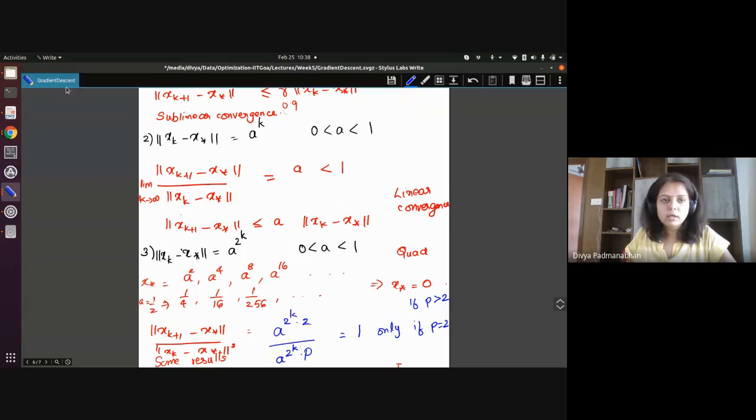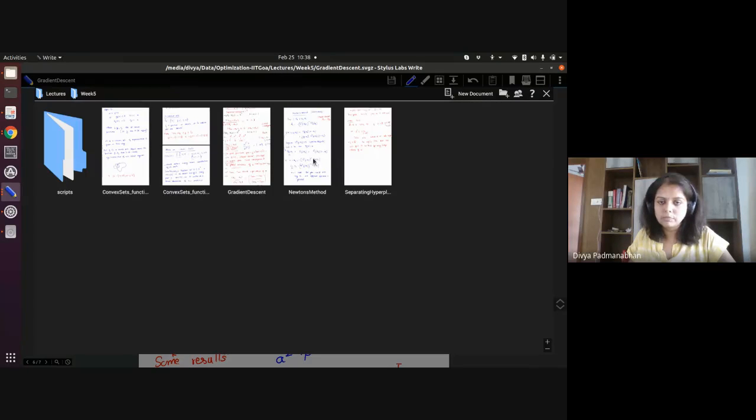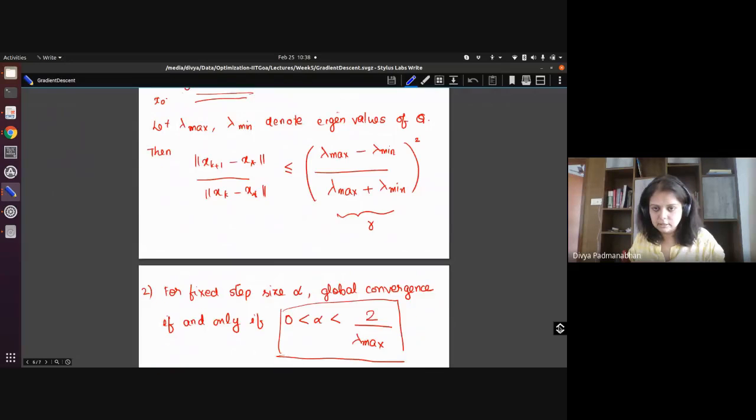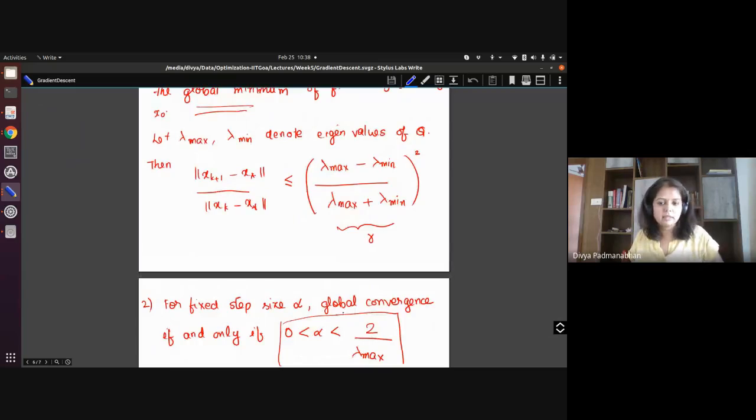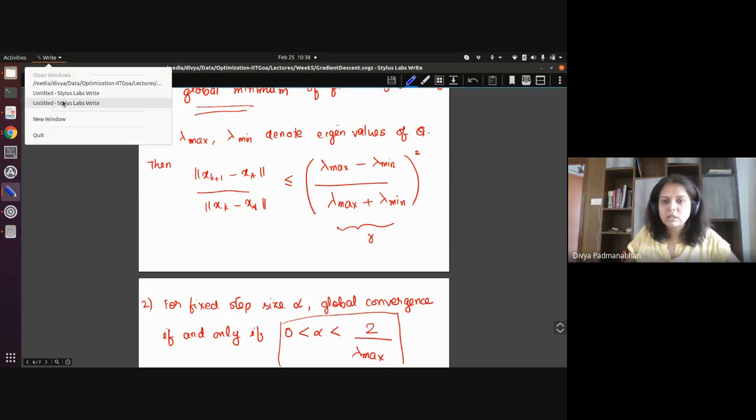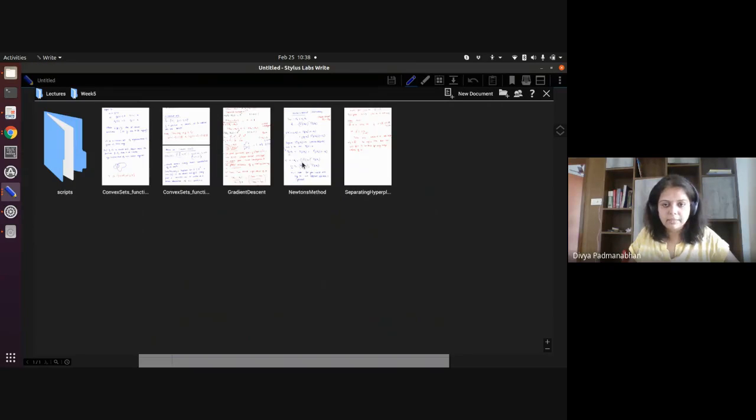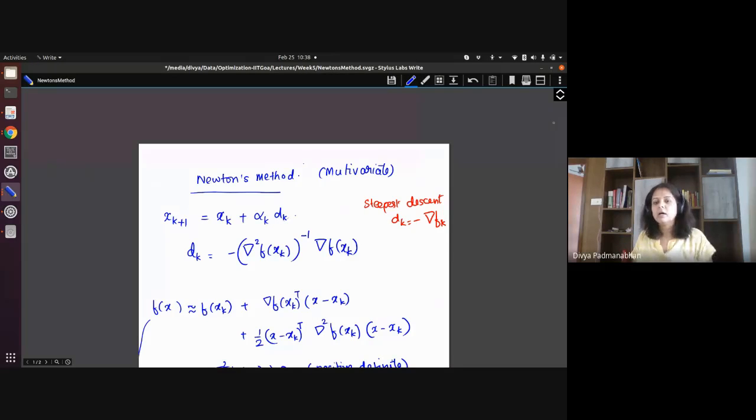Now coming to this, this is what we said about the gradient descent method. We just stopped it with this convergence result here, and we also had this global convergence if and only if this is true. Today I want to talk about another method, Newton's method.